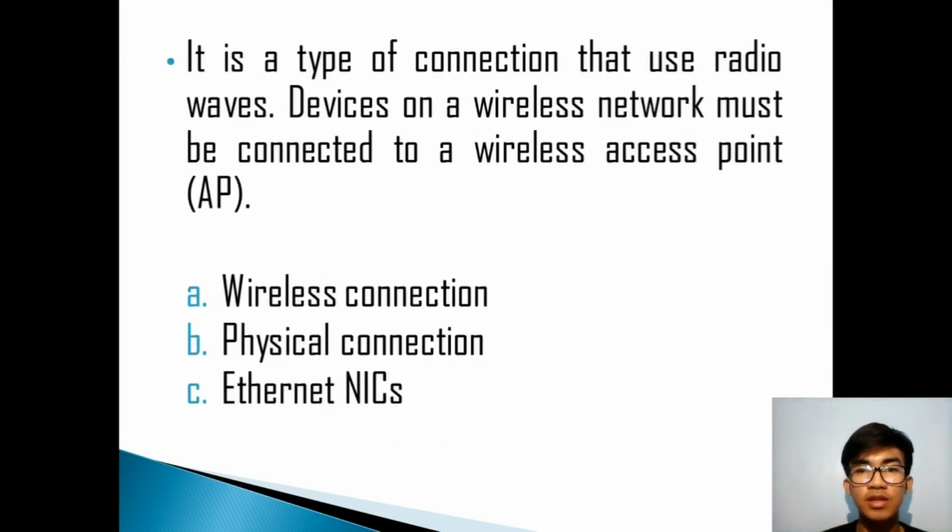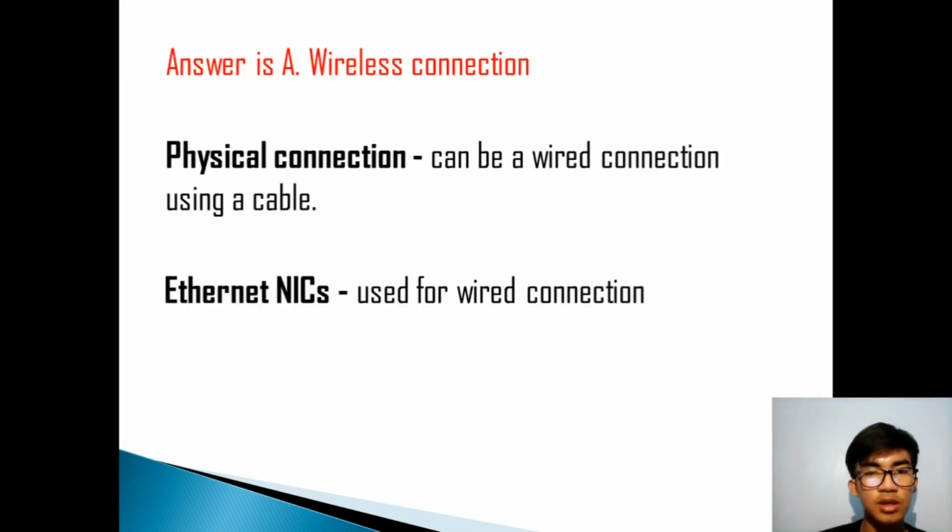It is a type of connection that uses radio waves. Devices in a wireless network must be connected to a wireless access point. So the answer will be A, wireless connection. To define the other choices, a physical connection can be a wired connection using a cable. Ethernet and NICs are used for wired connections.